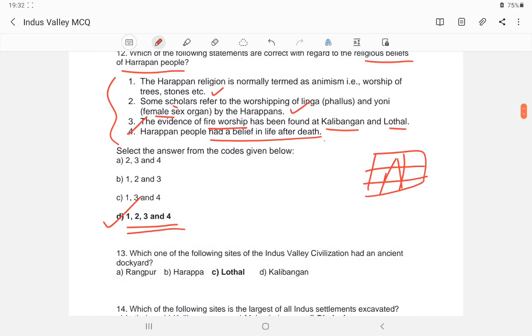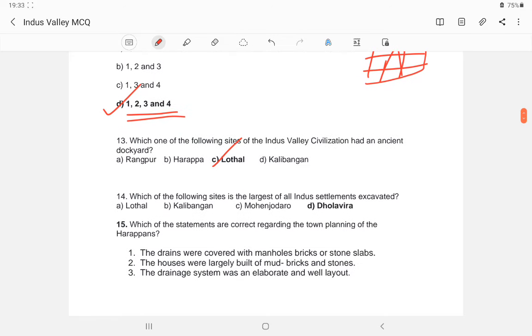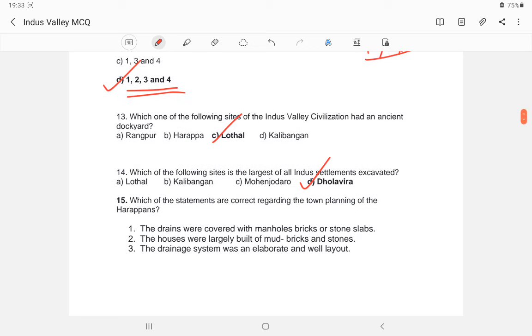Next, which of the following sites of the Indus Valley civilization had an ancient dockyard? So the dockyard is at Lothal. Next, which of the following sites is the largest of all the Indus Valley settlements? So the largest city is Dholavira. That's it. Question number 15.